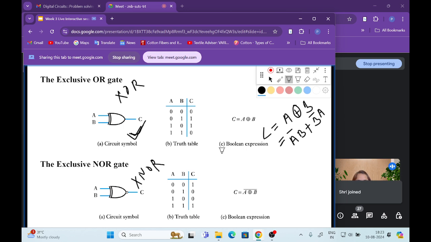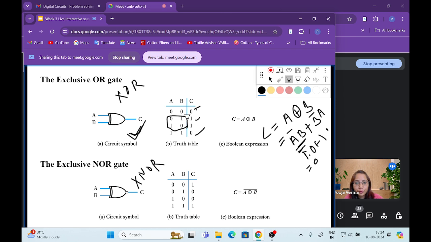For the XOR gate, if the inputs are the same, it will give 0. If the inputs are different, it will produce 1. From here you can solve it. For example, A XOR B, and the simplified expression is written here. If A is 0, A bar is 1, but B is 0, so B is the same. And in B bar A, B bar is 1, but A is 0. So you will get 0. That's why 0 is here.